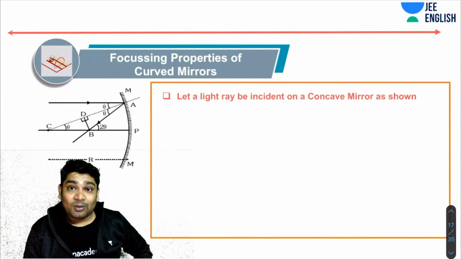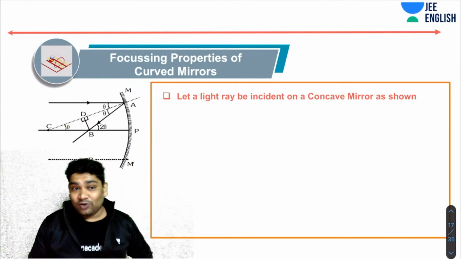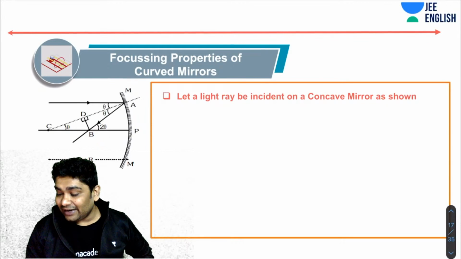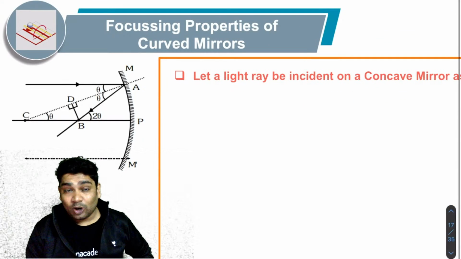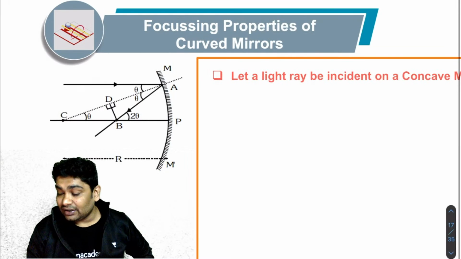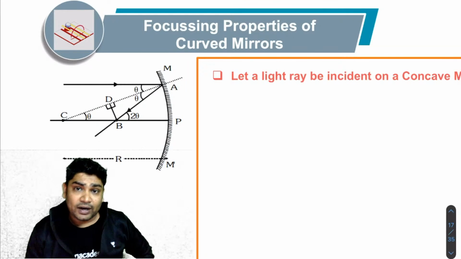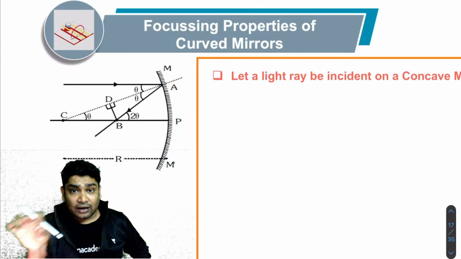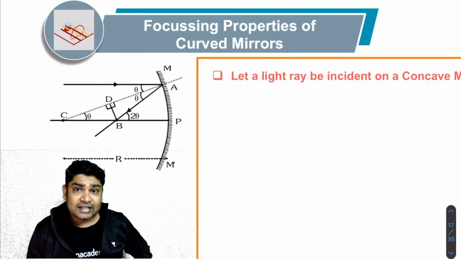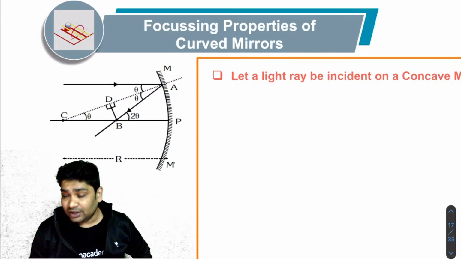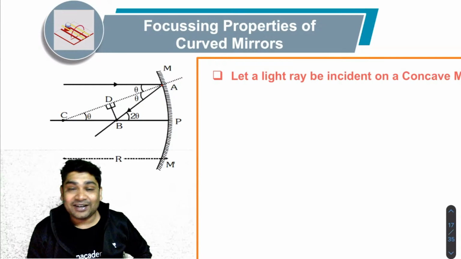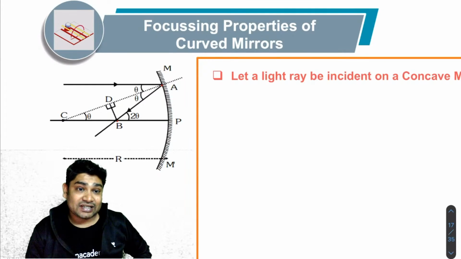Next, we'll talk about the focusing properties of curved mirrors. Curved mirrors can actually focus light. So let's consider one incident ray, like right here, and we want to see at what point it will go after reflection. We consider a ray which is traveling parallel to the principal axis, and we want to analyze where it will land after reflection. Here you have this ray which strikes the mirror at point A, and after reflection it crosses the principal axis at point B.